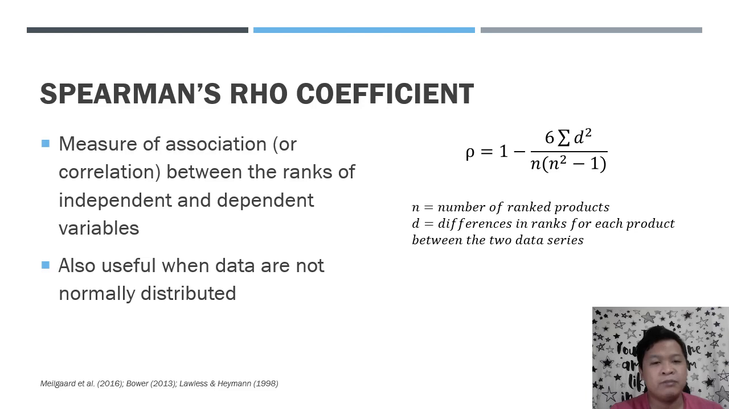So again, for association or correlation between variables, one thing that you could use is the Spearman's rho coefficient, with the equation and explanation here. It's a summation of the differences between the two variables being compared, and you have a Spearman's coefficient that you can calculate based on that.